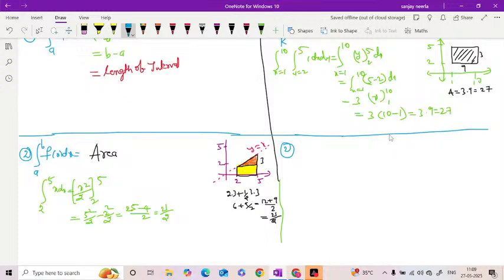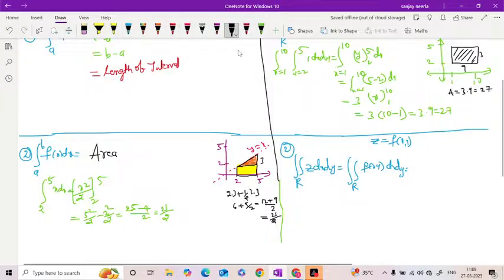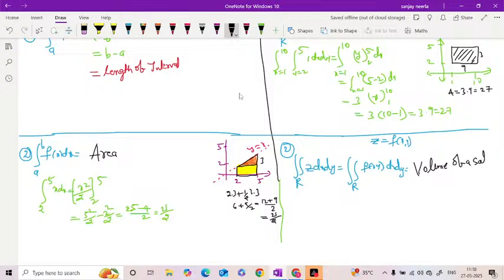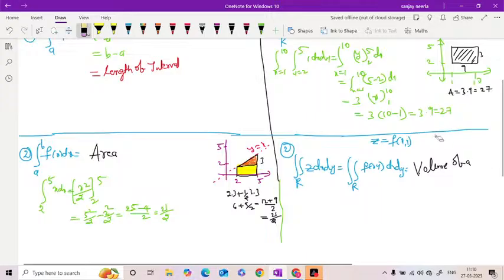Now here we have z equal to a function of x comma y, and the double integral of z dx dy is equal to the double integral over the region R of the function of x, y. What is the expected result? It is the volume of a solid.